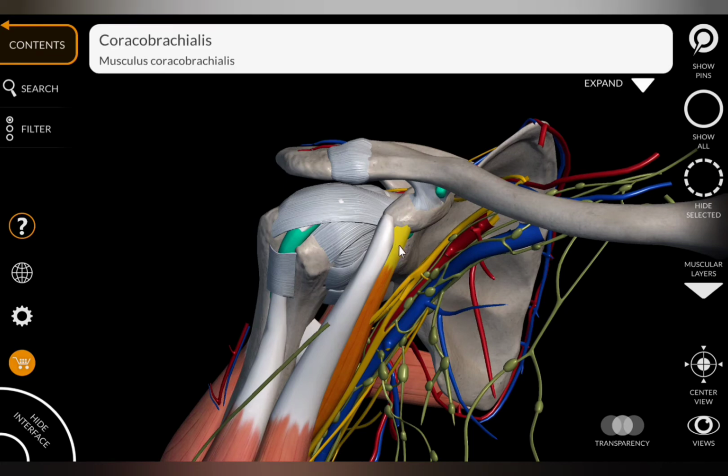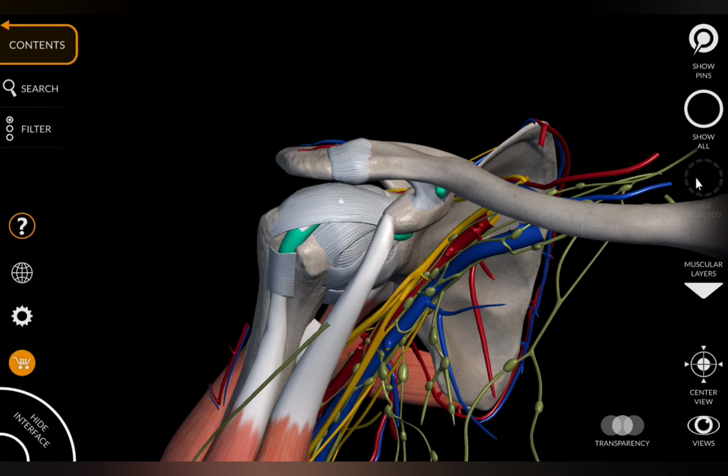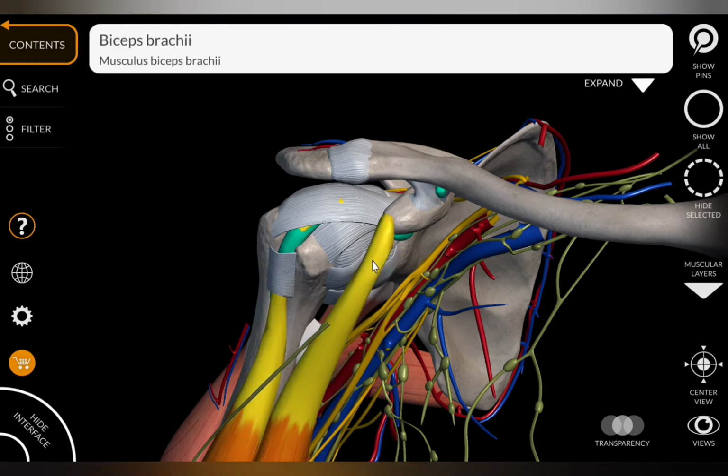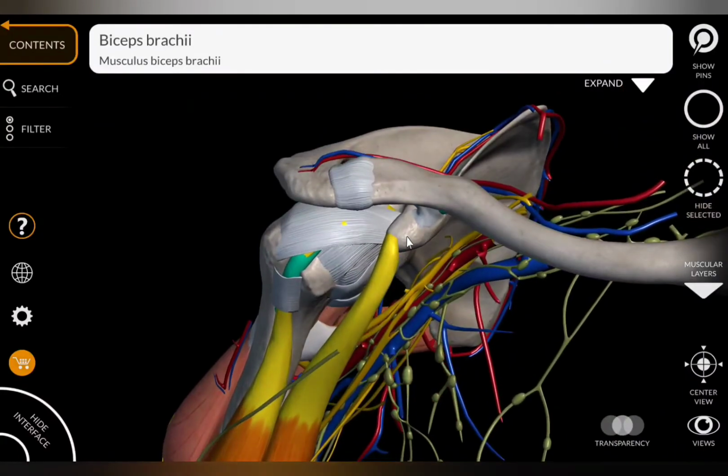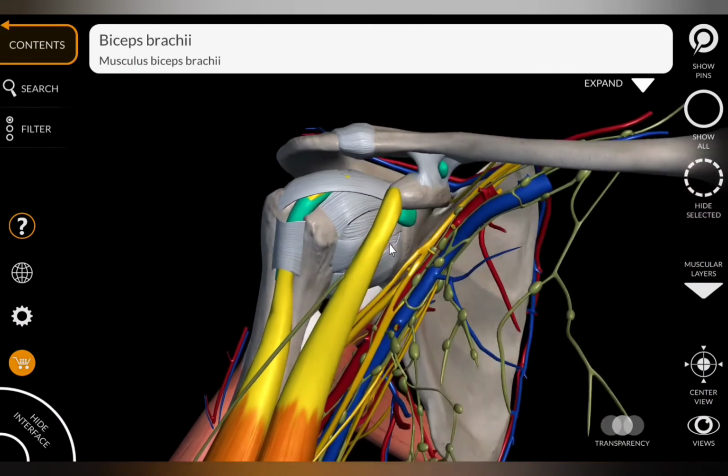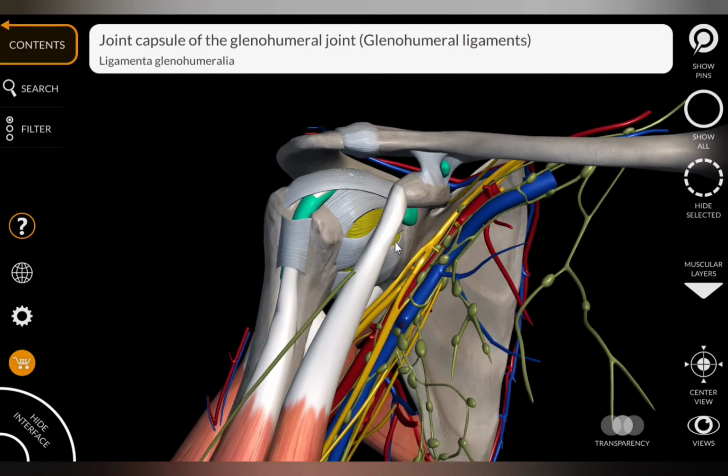So now I am going to remove both the muscles. So here the biceps brachii is shown together, that is the long head and the short head are shown together. So you can see short head takes origin from the coracoid process, and also the coracobrachialis muscle also takes origin from the coracoid process. So both lie under the cover of deltoid.